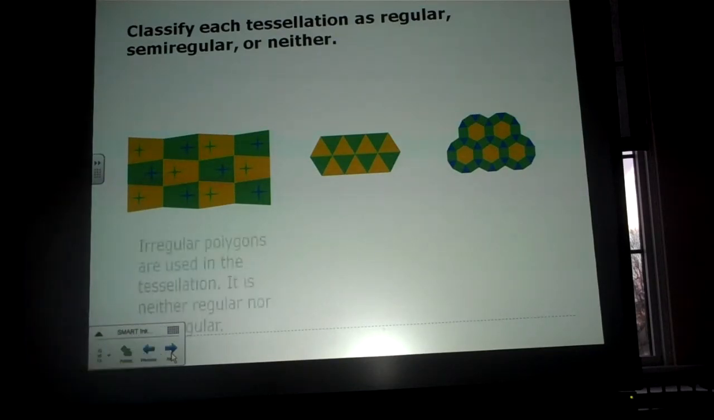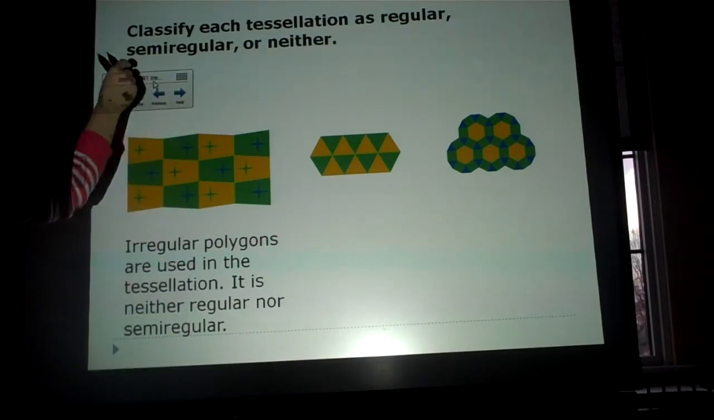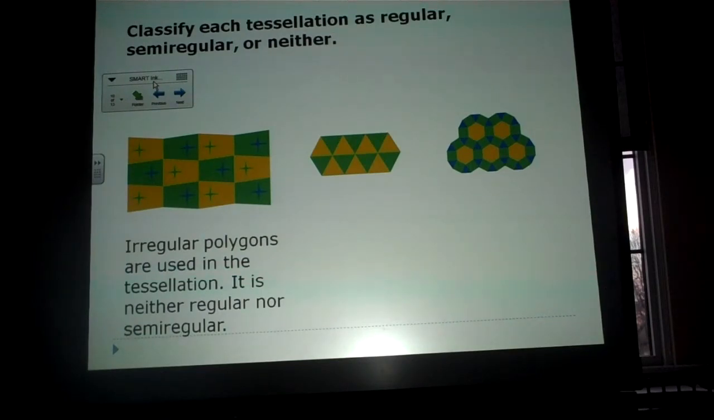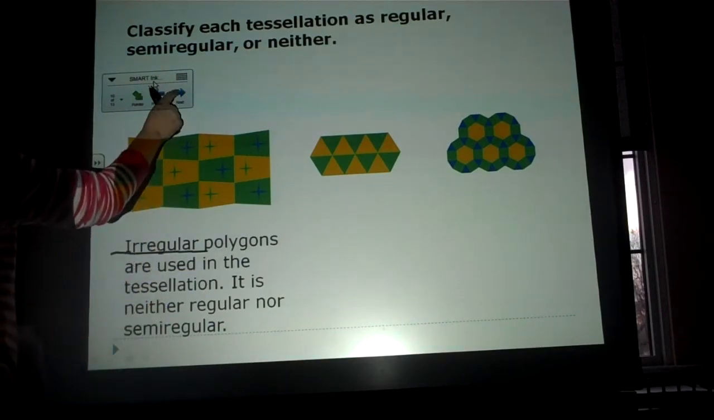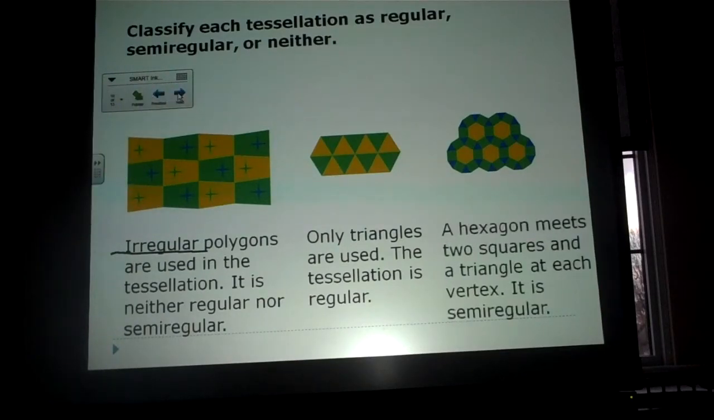Okay, what about this first one here? It is not regular. It is a tessellation, but is it regular or semi-regular? No, it's not, because the polygons are not regular. You have irregular polygons here. Okay, what about the second one there? You have regular polygons. You have one shape, so it is a regular tessellation. And then what about that last one? You have a hexagon, and it meets 2 squares and a triangle at each vertex. So it is semi-regular.